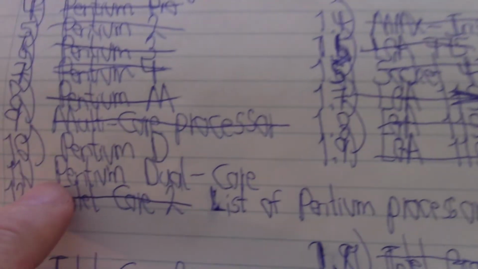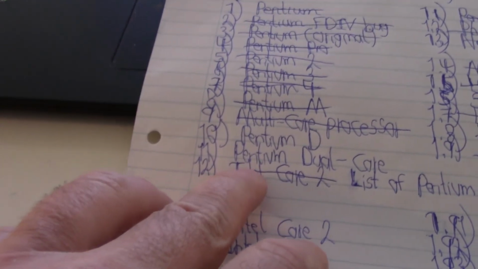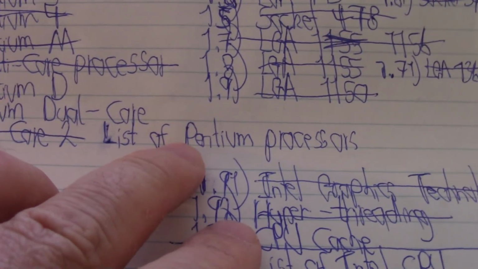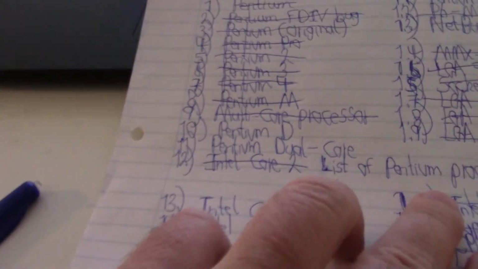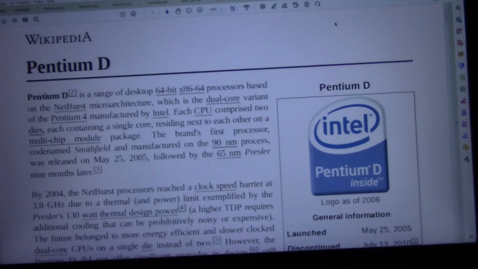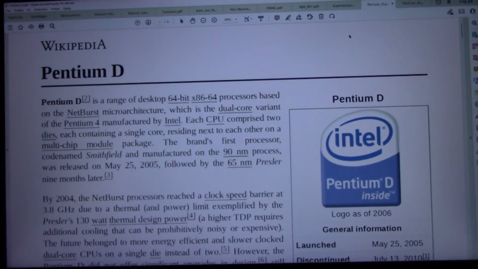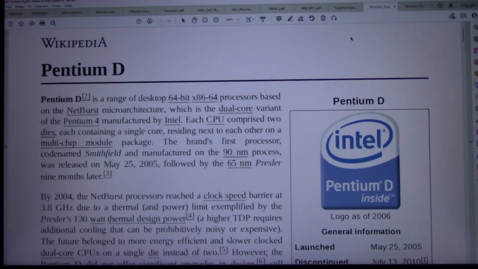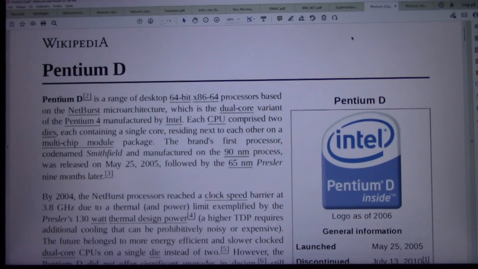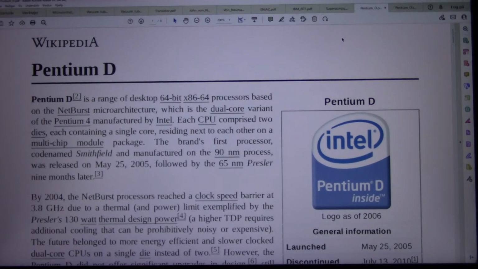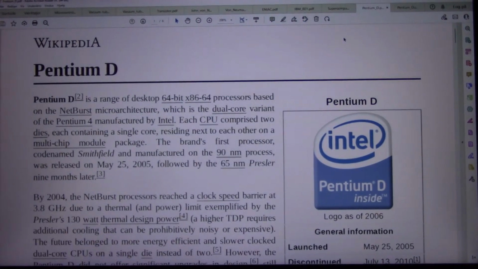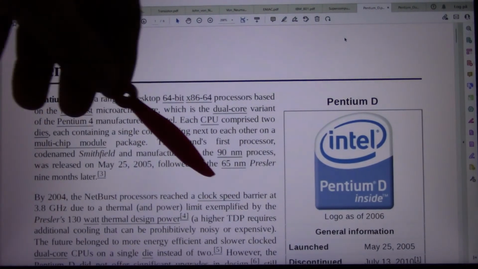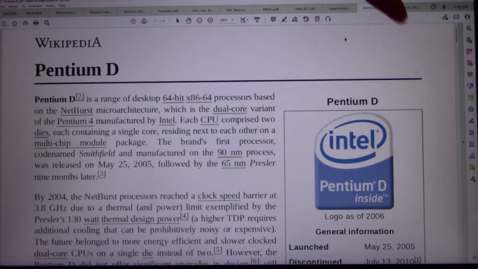So that's Pentium D and Pentium dual core. And then a long weird list of Pentium names. Maybe read that too. I think we can keep this one-part video. Yes, I can see this Pentium is from May 2005.